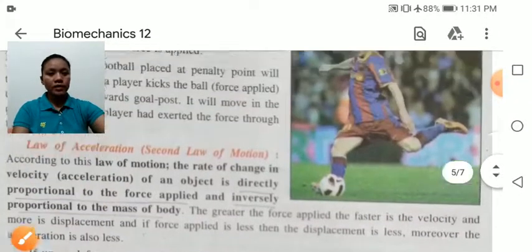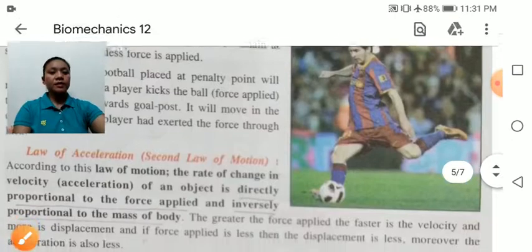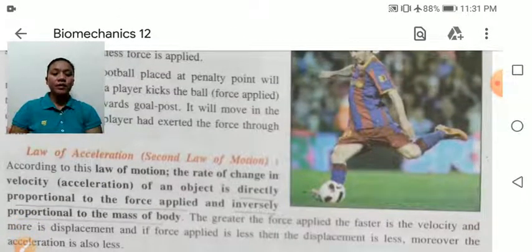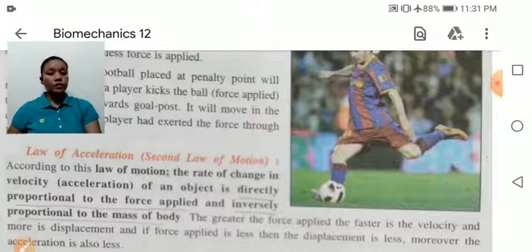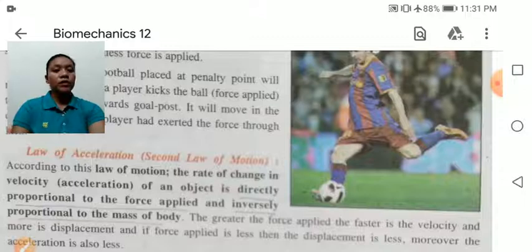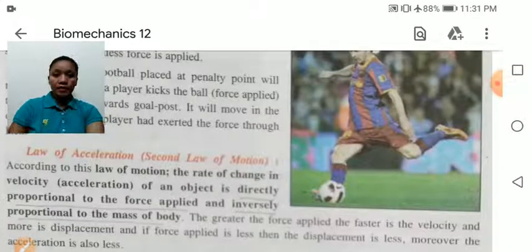Okay, this law of acceleration means the rate of change in velocity. Acceleration of an object is directly proportional to force and inversely proportional to the mass of the body. More force is required when the weight is more.